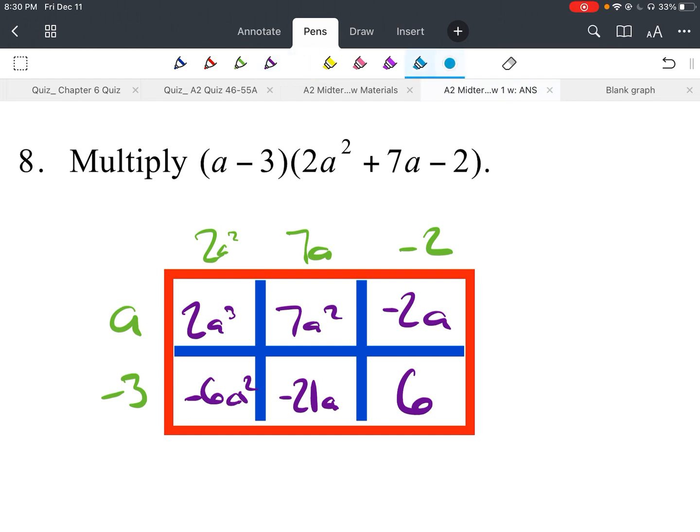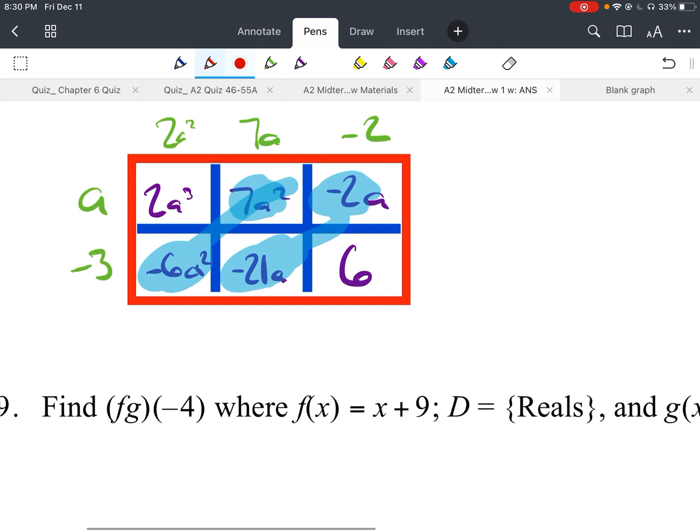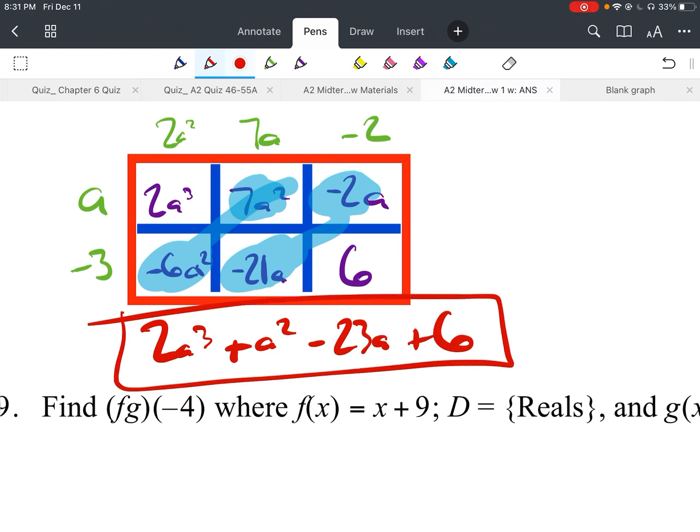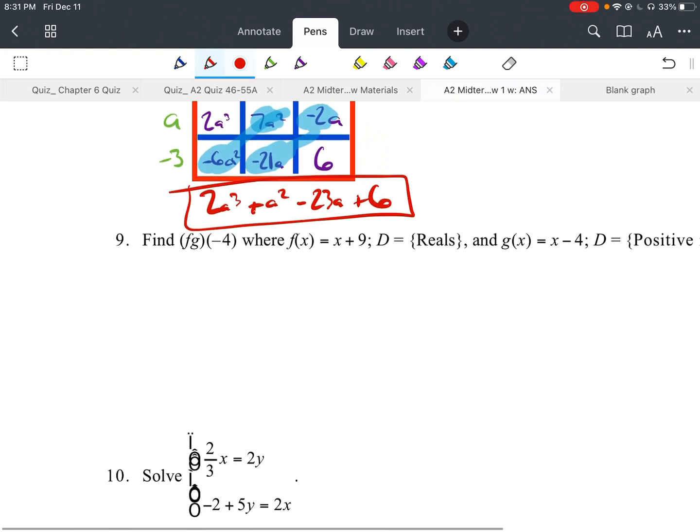Now once you've done that, just check your diagonals, because you are quite possibly able to combine like terms on the diagonals. So when I combine like terms, I get 2a cubed, and this would just be 1a squared, so plus a squared. And this would be minus 23a and plus 6. Happy birthday. Killed it. All right.